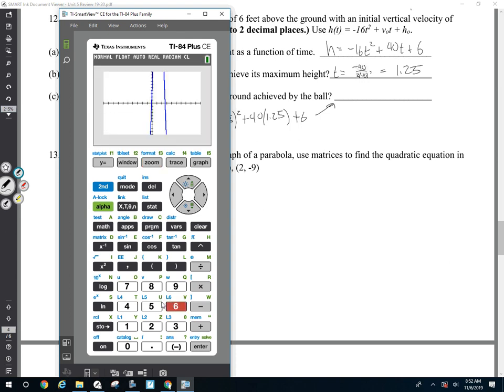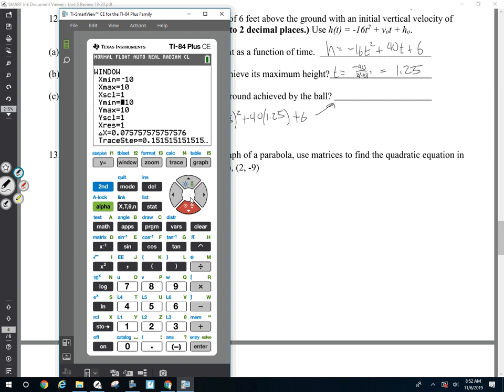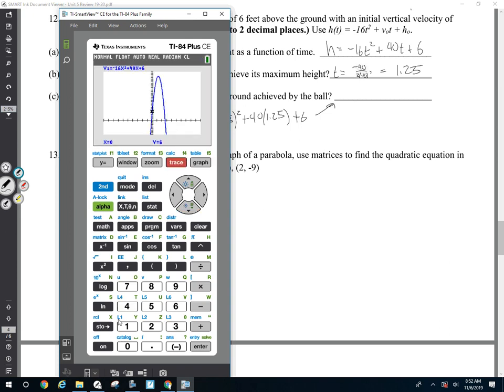Zoom standard. Okay, I don't see the max, but we can see that at 1.25, trace 1.25, my max is 31. Maybe we want to make sure we can see that it is the max. We can go to a y max of like 34, 35, and there you go, 1.25, 31.